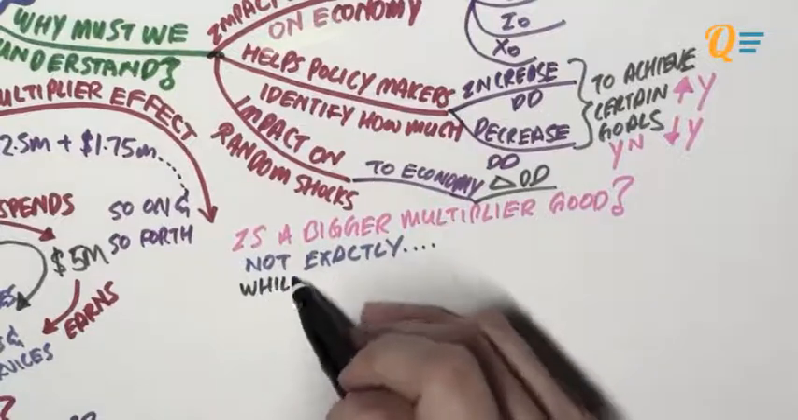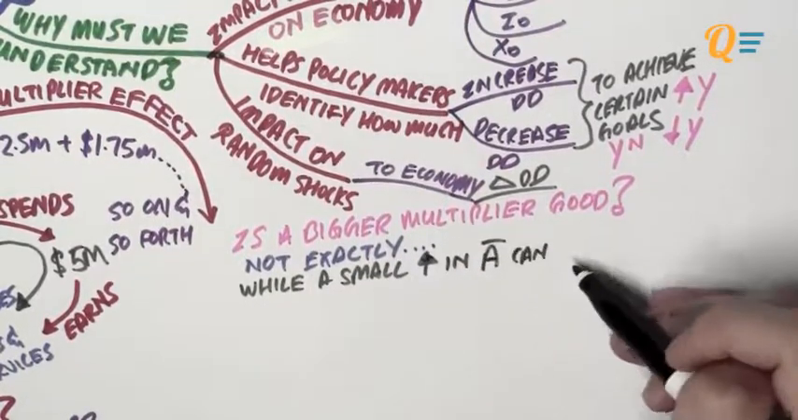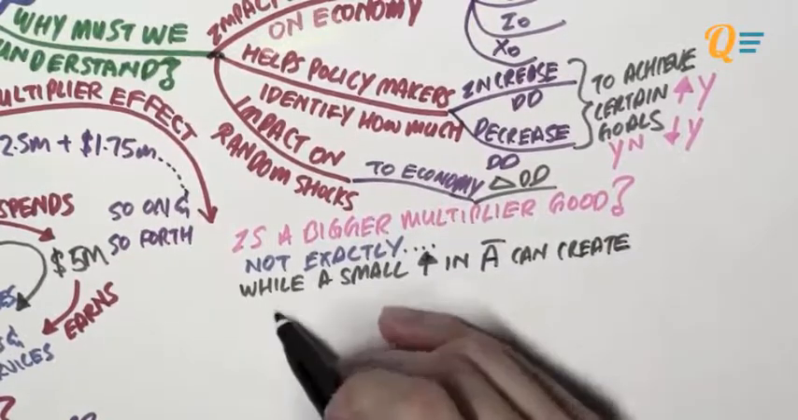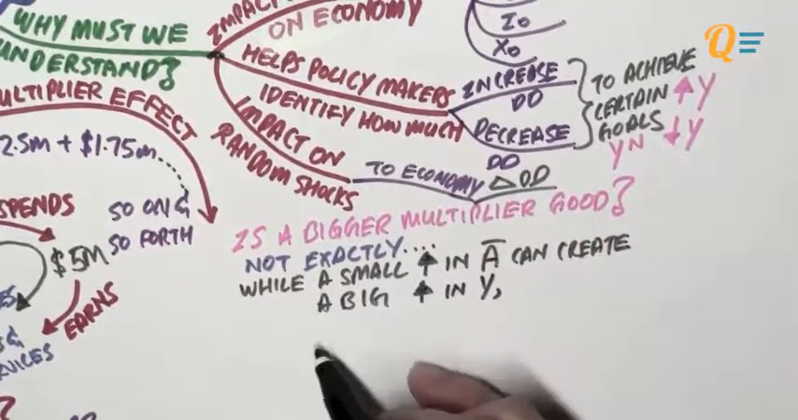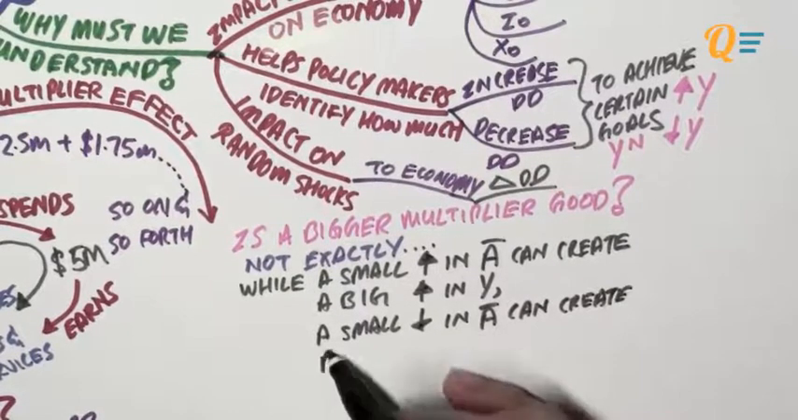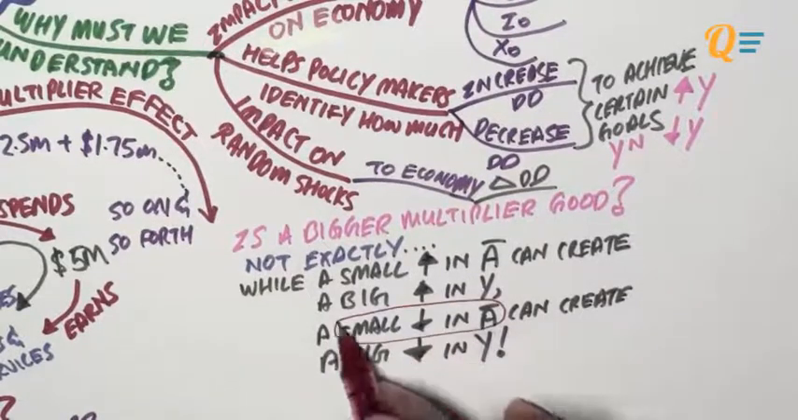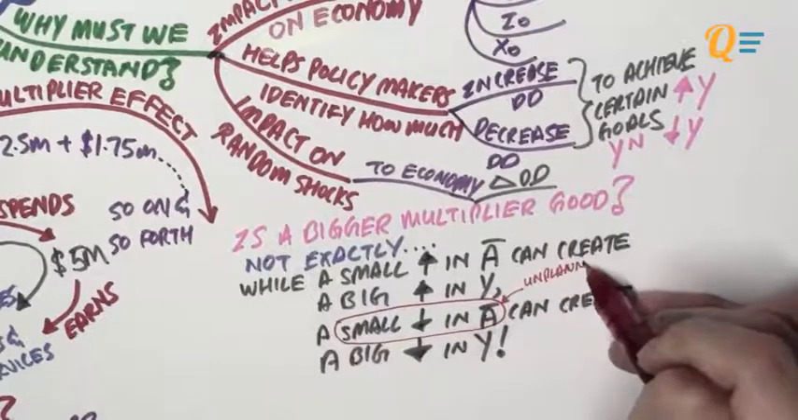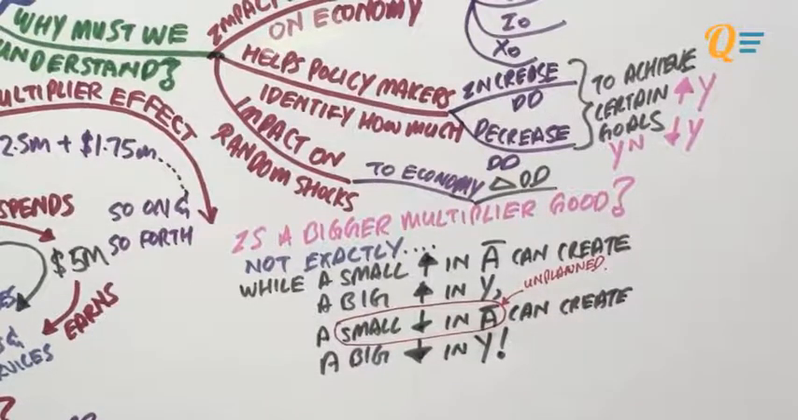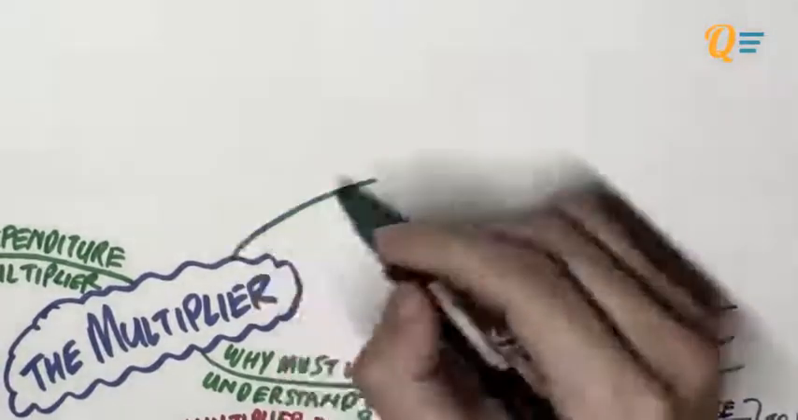Okay, so with a big multiplier, a small increase in autonomous spending can create a big increase in your income. At the same time, a small decrease in your autonomous spending can create a large decrease in your income. So that's a bad thing, right? Especially when the small decrease in autonomous spending is an unplanned one, it's unexpected.